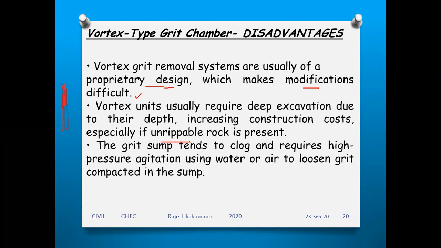Next, the grit sump tends to clog and requires high pressure agitation using water or air to loosen the grit compacted in the sump. What is the next one saying? The grit sump tends to clog and requires high pressure agitation. So in every grit chamber you have a sump at the bottom, so it tends to clog and materials block, requiring high pressure agitation using water or air to loosen the grit compacted in the sump.